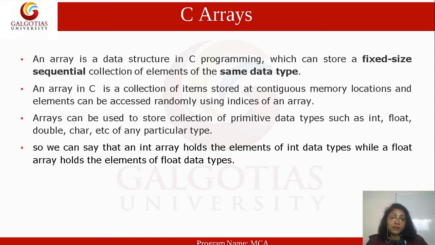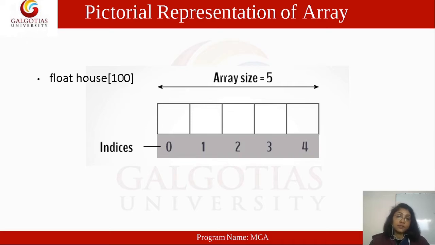So we can say that an int array holds the elements of int data types, while a float array holds the elements of float data. Now, if you see this example, we are considering array size as 5. As you know, it is a contiguous memory allocation. So you can use indices to access the element of the array. Index 0 will be used to access the first element of the array. Similarly, index 1 will be used to access the second element, and so on.